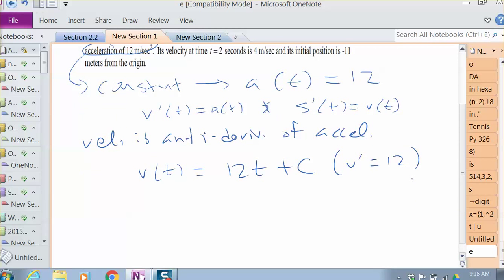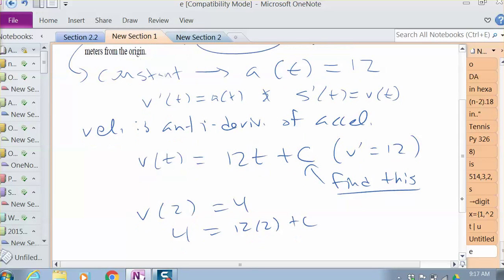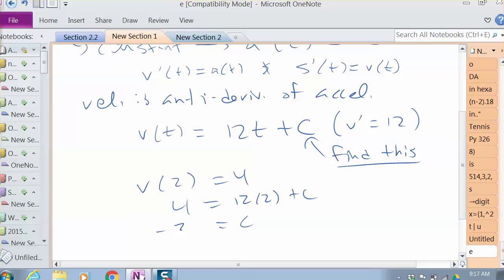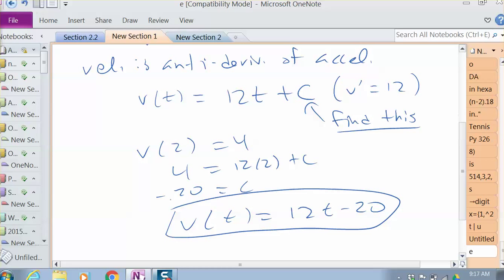But how do we find c? Well, we use that information right there: v of 2 equals 4. So 4 equals 12 times 2 plus c, so c is going to be negative 20. So our velocity function, with all the information that we're provided with, is simply 12t minus 20. Hopefully that makes sense, because the derivative of that would be 12, and if I plug in 2, I do get 4 for my velocity. So everything makes sense.